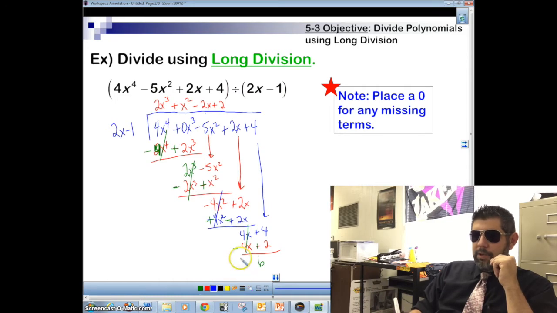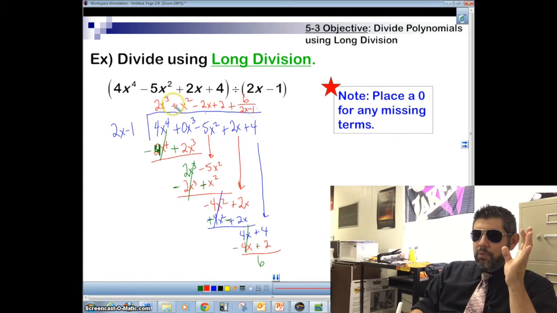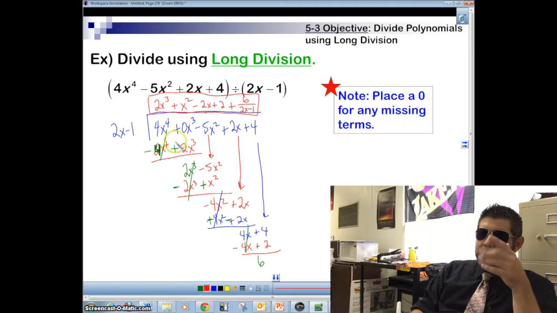So, what do we do with that 6? Well, that 6, we're going to add it up here. It's going to go 6 over whatever we divided by, so 2x minus 1. And this, my friends, is your answer. All right, there you go. Okay, so that's long division. Step by step by step by step. We repeat, repeat, repeat.